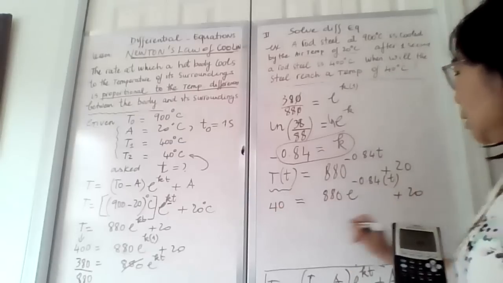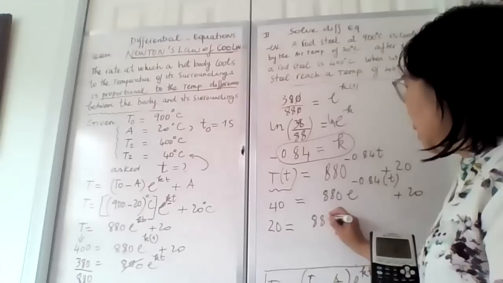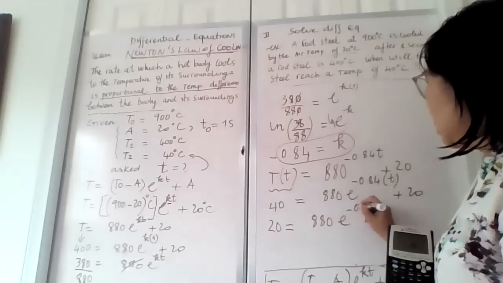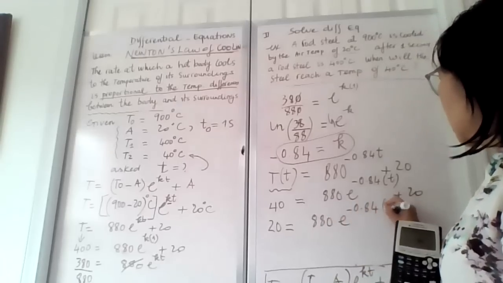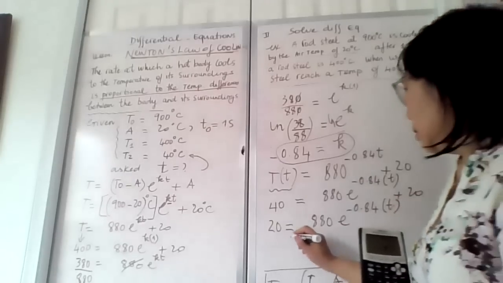Subtract both sides by 20. We have 20 equal to 880 e^(-0.84t). The time is the same; we don't know it. We want to get this answer.